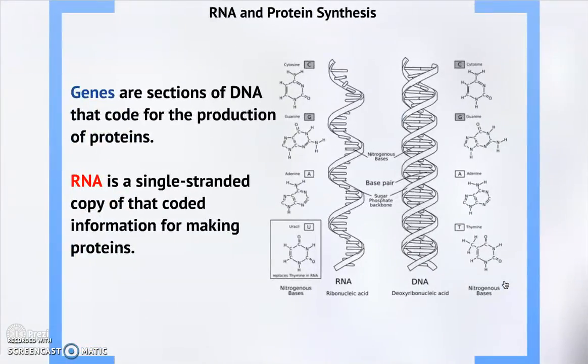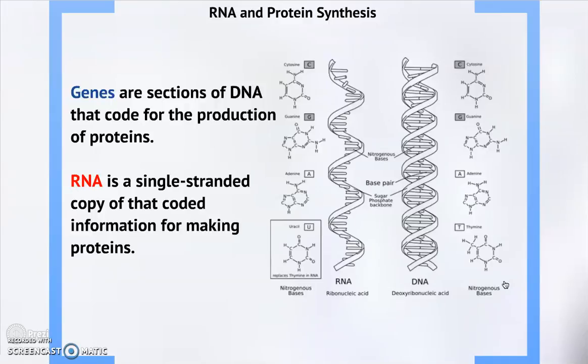Some things to remind you of: we have genes, and genes are sections of DNA that code for the production of proteins. RNA is a single-stranded copy of that coded information for making those proteins.